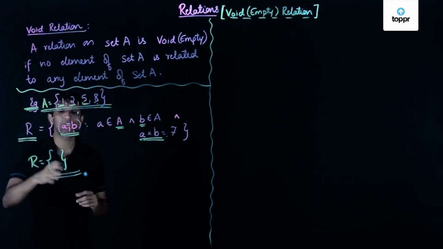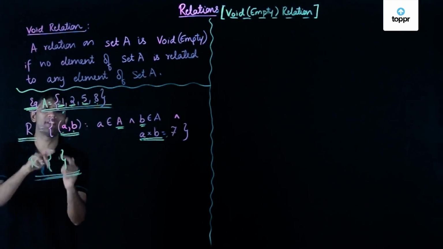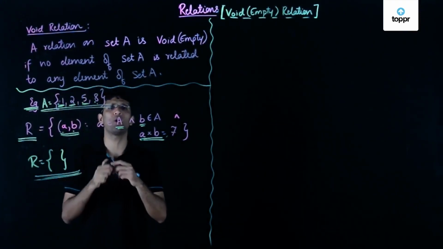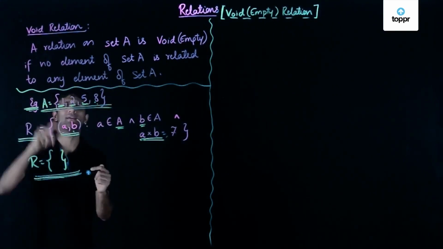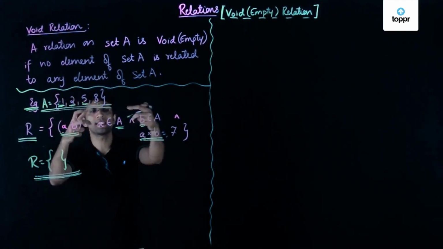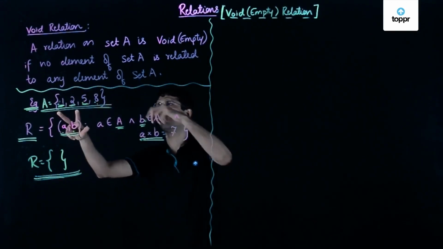So because this relation does not contain even one ordered pair, we say this relation R is an empty or void relation. And this empty relation is defined with respect to a set A. To understand this example clearly, let us look at this in more detail.